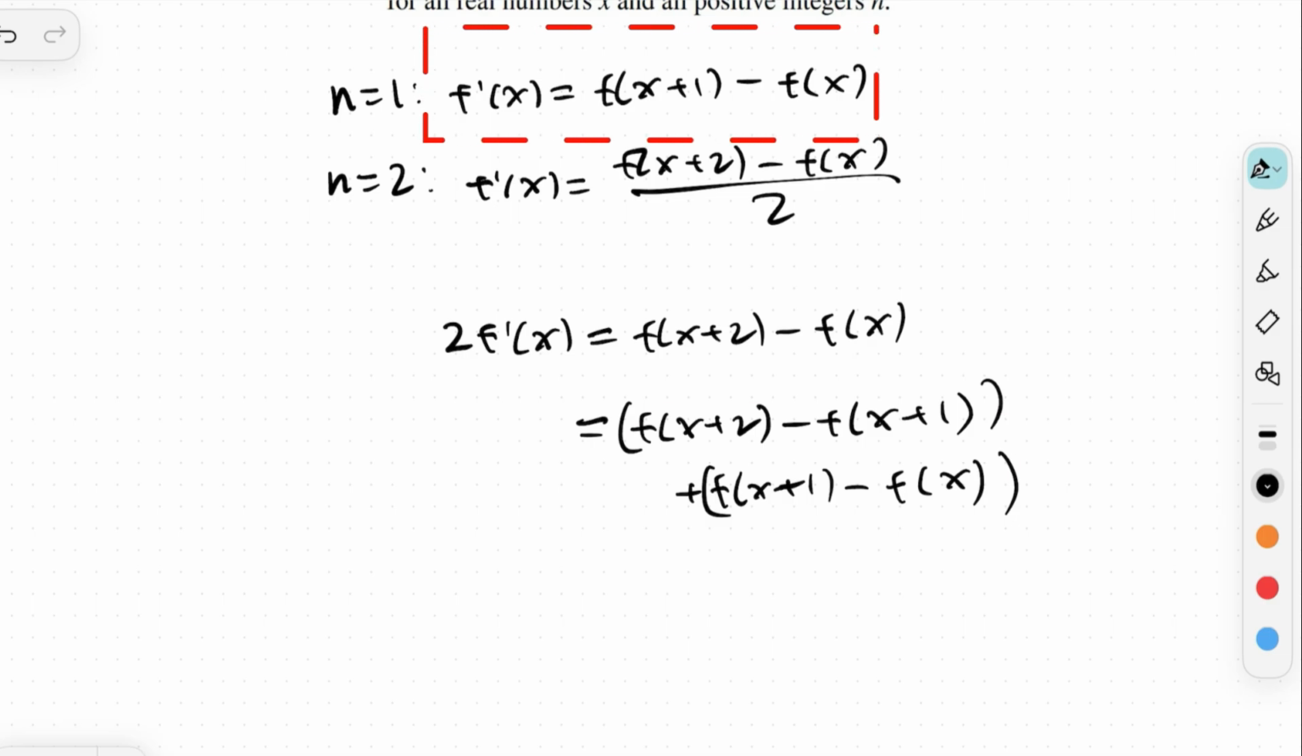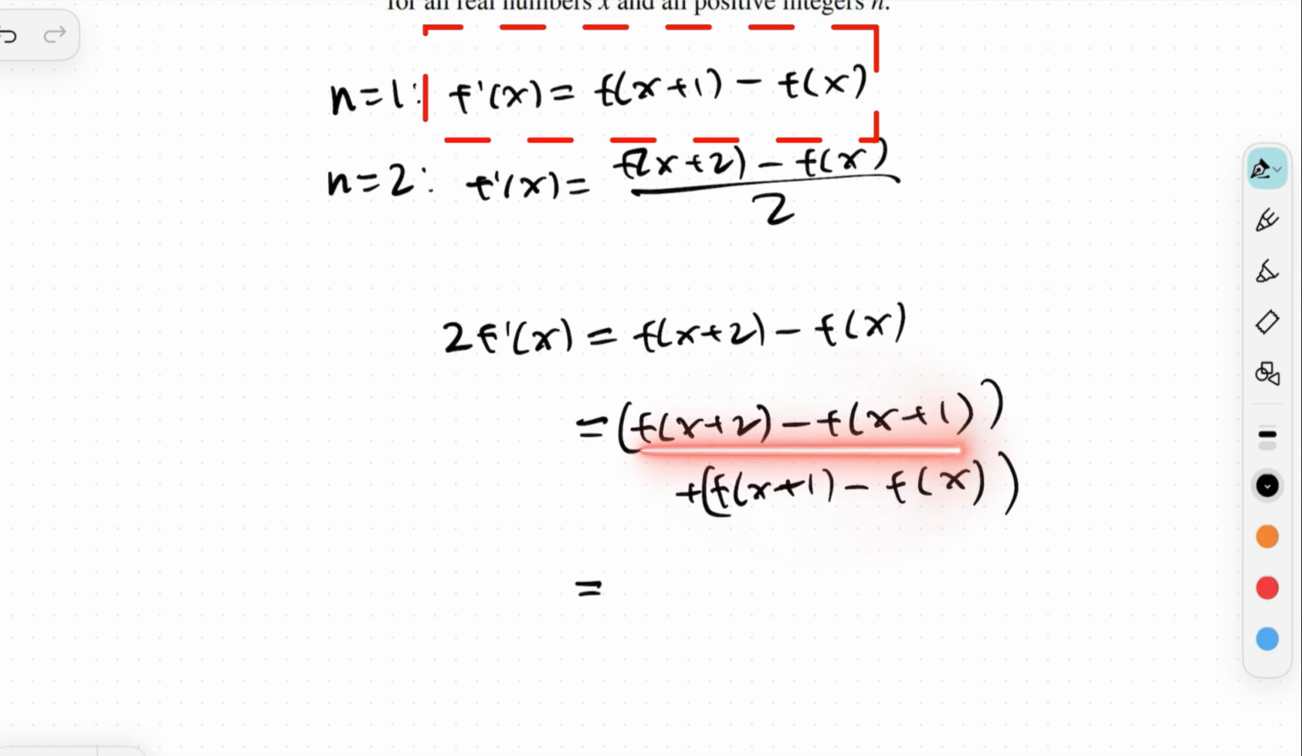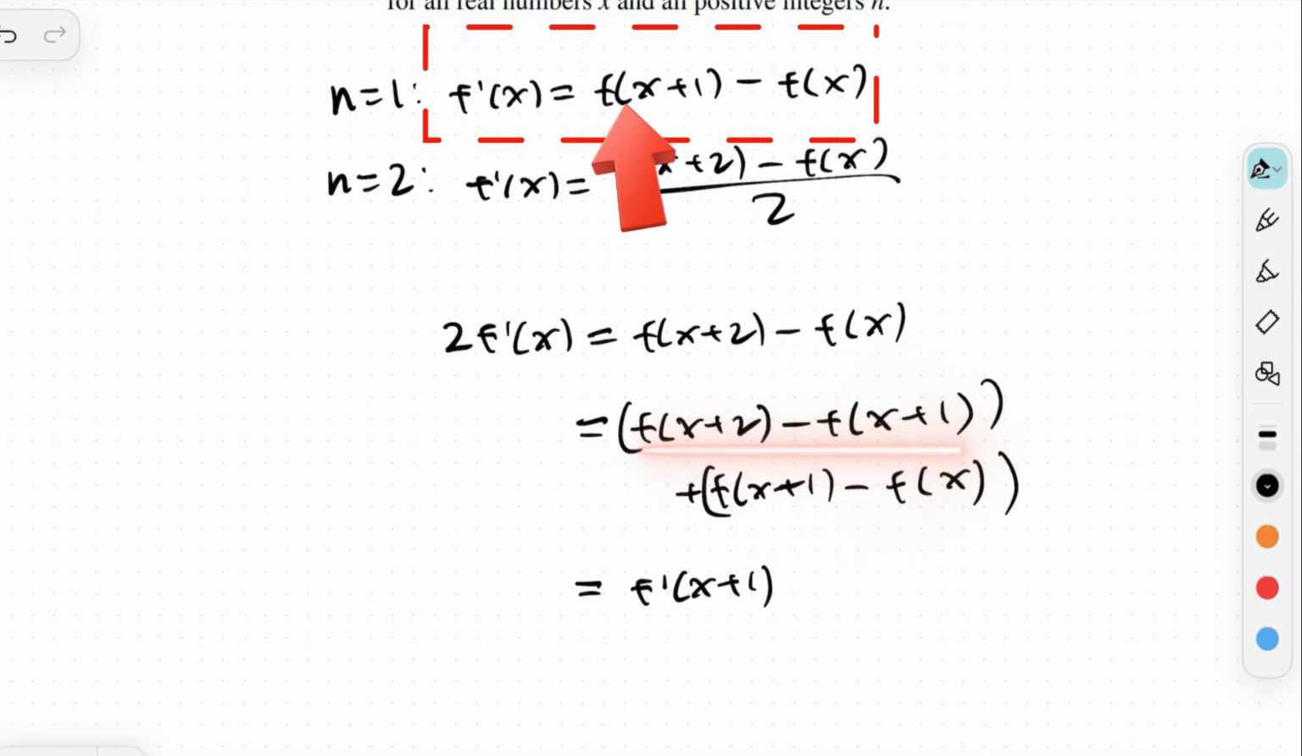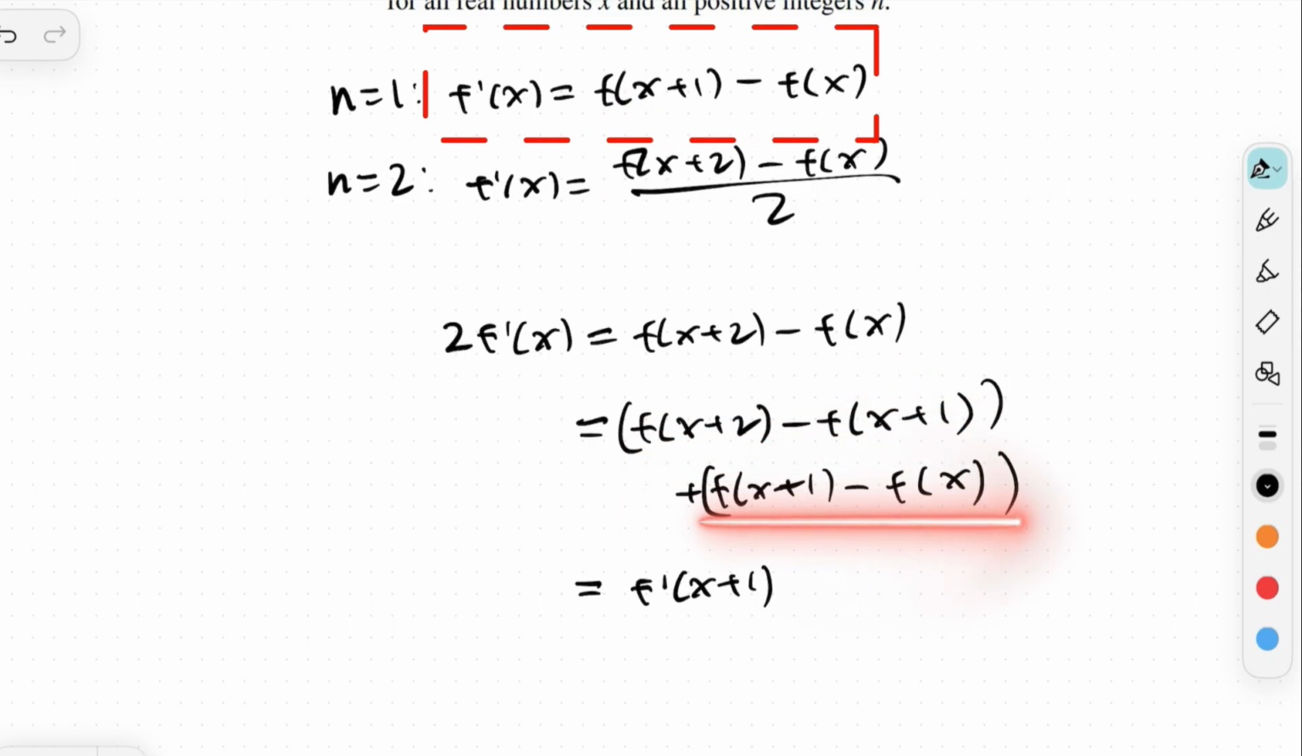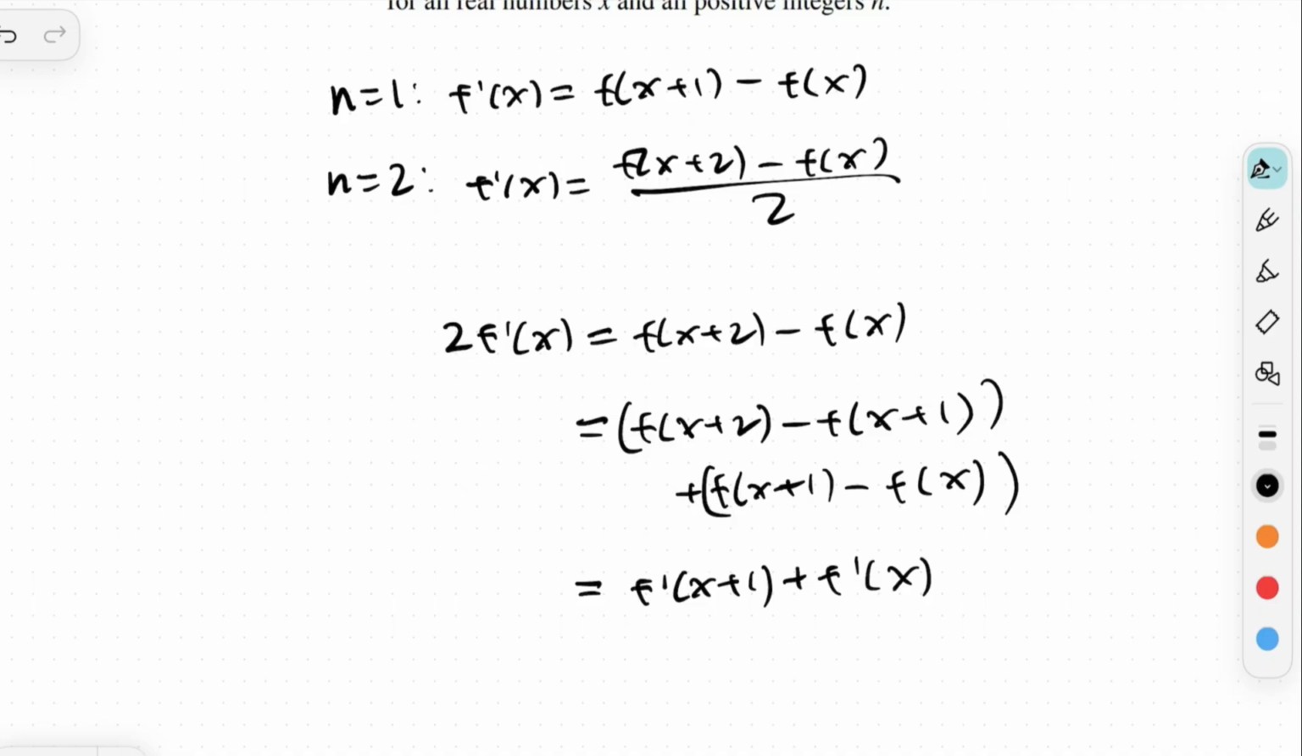Notice that this would mean this expression can be written as f prime of x plus 1 due to this equation on top, right? And similarly, this expression can be written as f prime of x. Very cool, right? I mean, we've transformed an expression about the function f to an expression about the derivative function of f. So that is pretty cool, right?